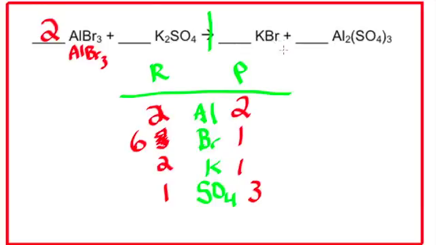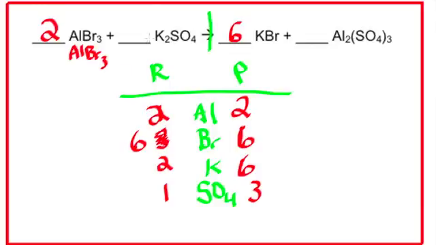I can't change this number here. I can't change this bromine. I have to say that I have 6 potassium bromides because that's where it went, which is good because that makes 6 here, but it also makes 6 potassiums. So there we are. So now my first 2 are balanced.